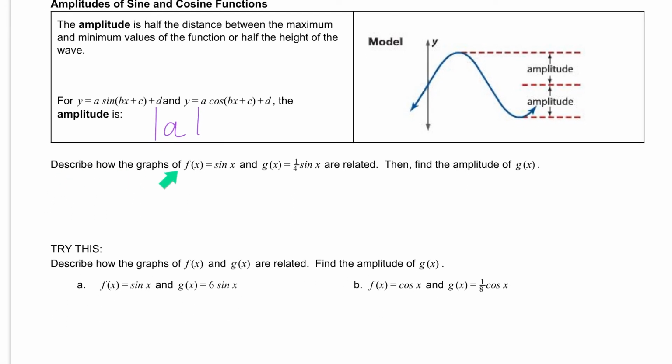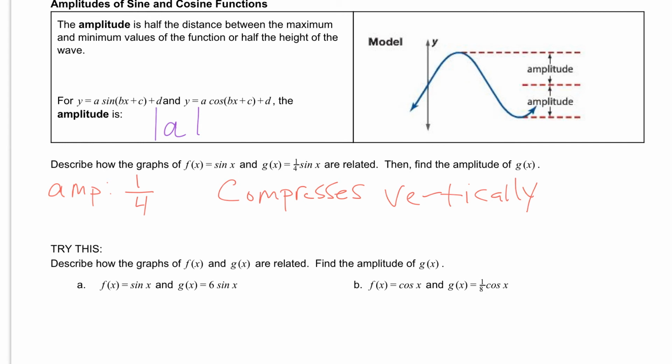It says describe how the graphs of f of x equals sine x and g of x equals 1/4 sine x are related, and then find the amplitude of g of x. Well, let's start with the amplitude. If we look to see what that amplitude is, the amplitude is going to be the number in front of that sine function, which in this case is 1/4. So we can say our amplitude is 1/4. And then how is it different than the regular sine graph? Well, because 1/4 is less than 1, this compresses the graph vertically by a factor of 1/4.